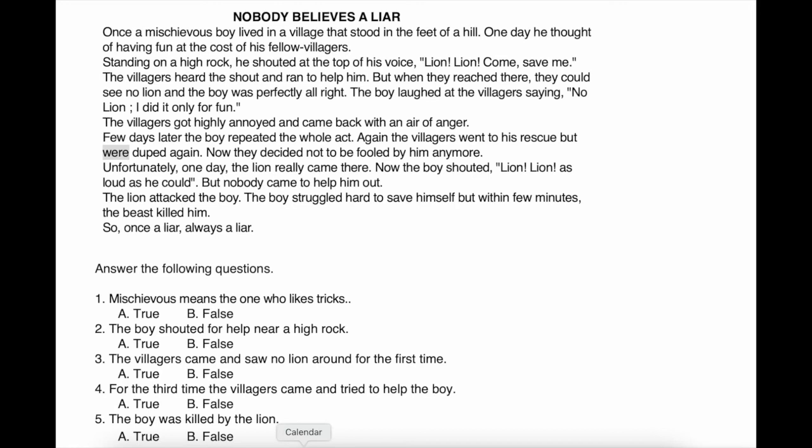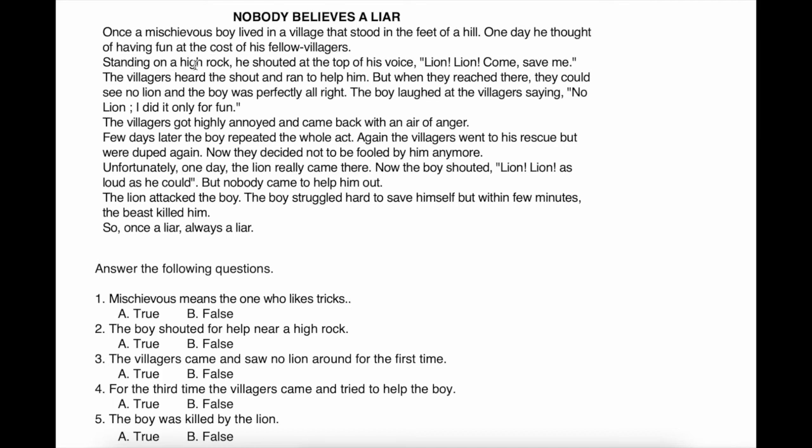Now here we have a reading passage. Nobody believes a liar. A liar is a person who doesn't tell the truth. Once a mischievous boy lived in a village that stood in the feet of a hill. One day, he thought of having fun at the cost of his fellow villagers. Fellow villagers means the other people who live in the village together.